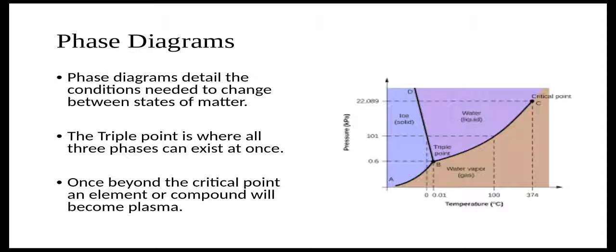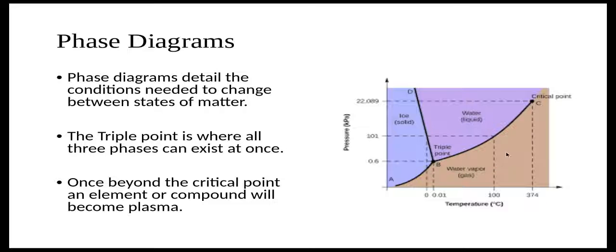Now, the last thing we need to talk about is what's called a phase diagram. And a phase diagram just details the conditions needed to change between the states of matter. So as you can see, this is the one for water right here. And you can see that at these pressures and these temperatures, water can be solid, liquid, or a gas.